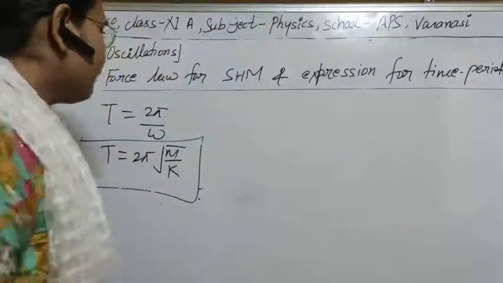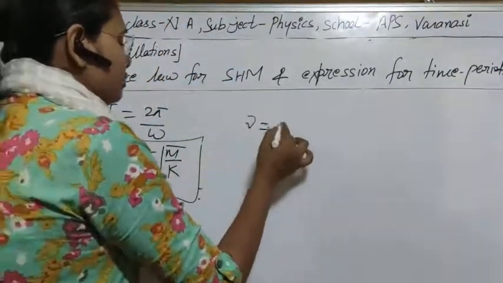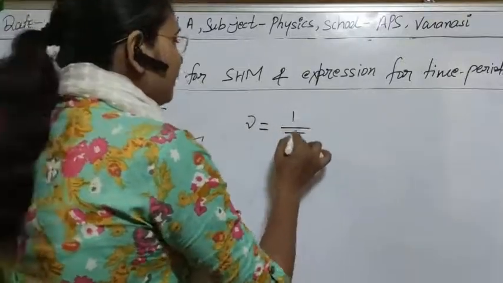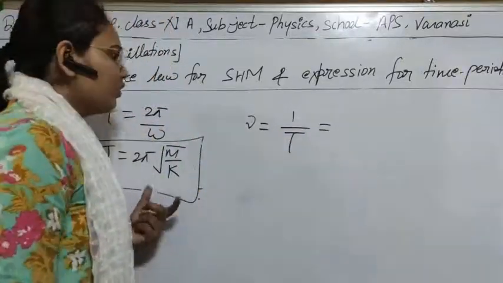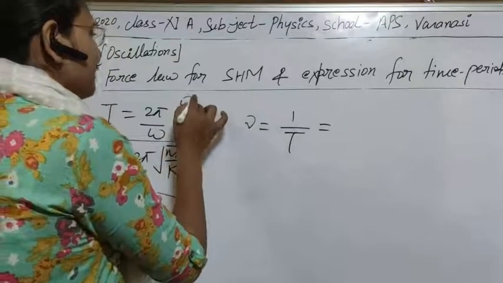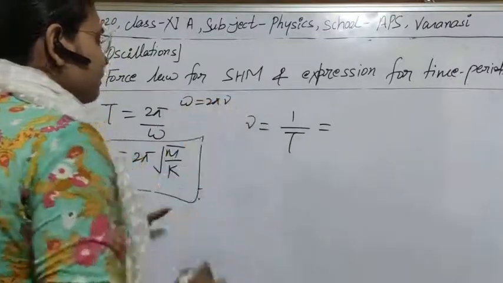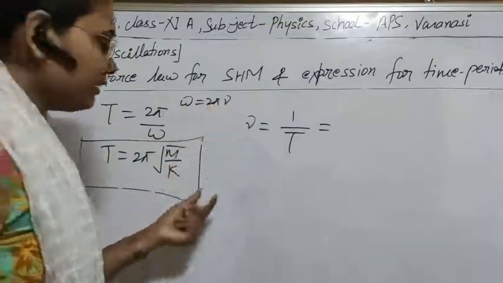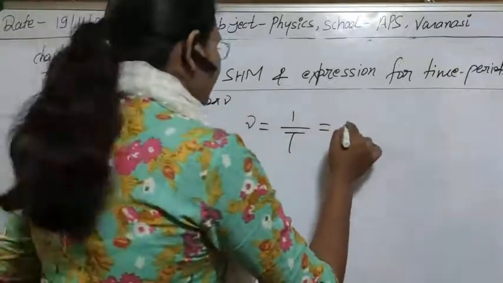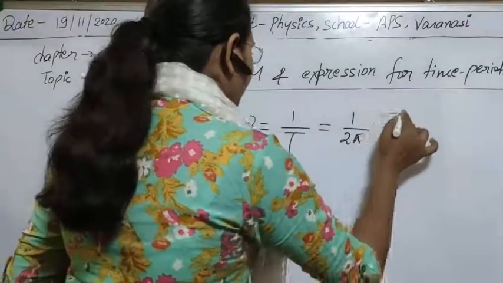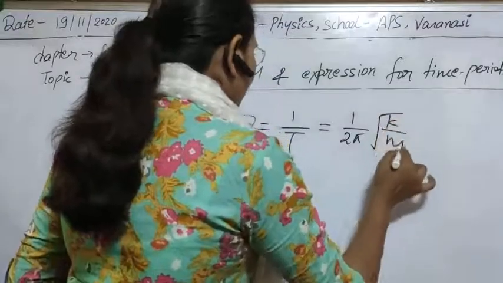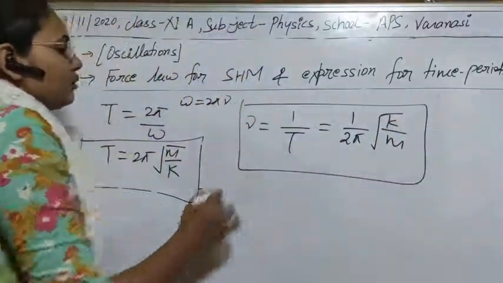Also we can calculate the frequency of the oscillation. The frequency of the oscillation is given by the reciprocal of the time period, or with the help of omega you can calculate it, as omega is given by 2 pi nu. Clear? So with the help of this we will get 1 upon 2 pi root k by m. So this is the frequency of the oscillation.